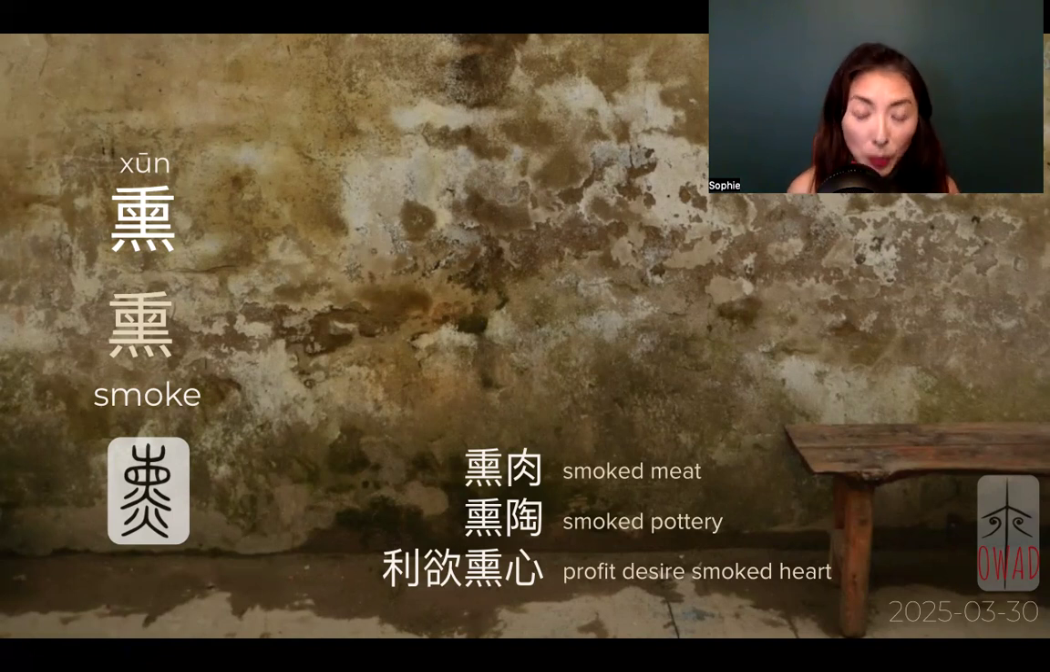So that's smoke. We have 熏肉, smoked meat. I guess that's an ancient meat processing. Well, today we have smoked meat as well.